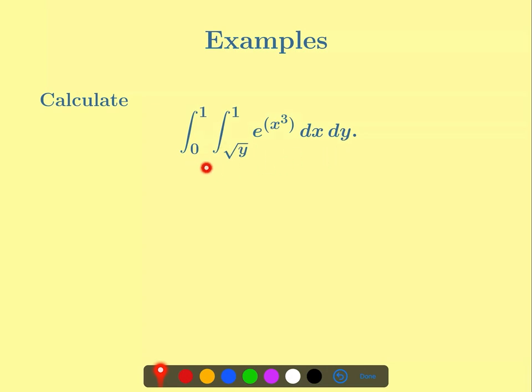Now, you could do this presumably without drawing the region, but maybe not, because we would have to integrate e to the x cubed. So try as you may, it's not actually easy to integrate e to the x cubed. So in fact, there is no nice antiderivative for e to the x cubed. So you're going to have to do something else here.